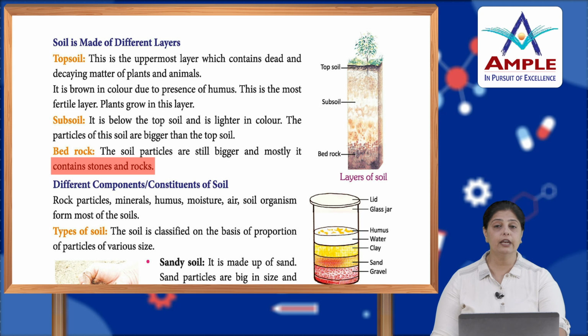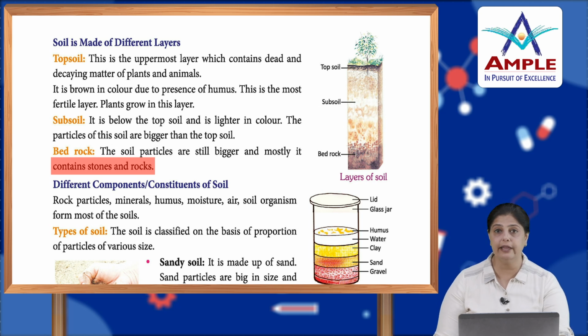If you look at the diagram, you will come to know how these layers of the soil are formed. Bedrock, when broken, gives you subsoil, and when subsoil is further broken down, you get the topsoil.